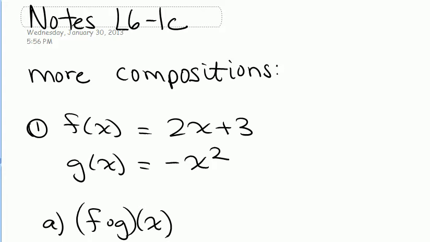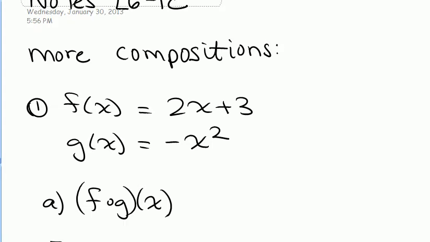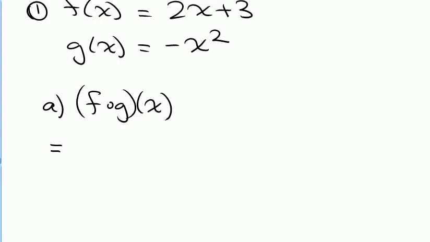f of x equals 2x plus 3. g of x equals negative x squared. We will start by finding f of g of x. So just like we did yesterday, we will change f of g of x into its other format. And we know what g of x equals. g of x is negative x squared.